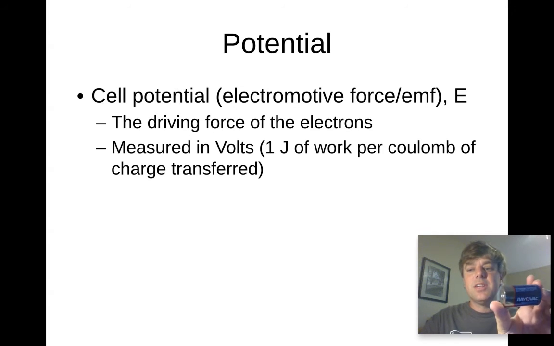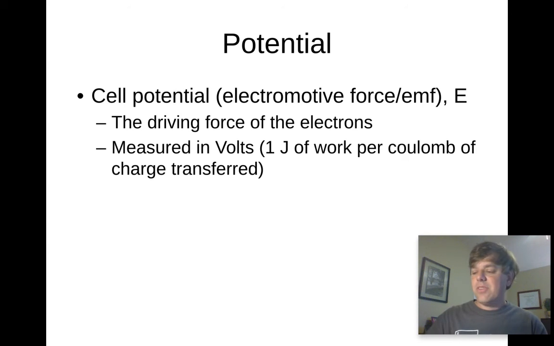So I already mentioned this provides 1.5 volts. This provides 9 volts. The battery in your cell phone provides around 4.2 volts. And technically that's a cell, not a battery, in your cell phone. The battery that's in an automobile provides 12 volts. But a volt is a joule of work per coulomb of charge transferred.